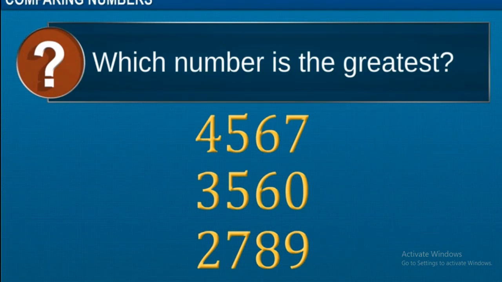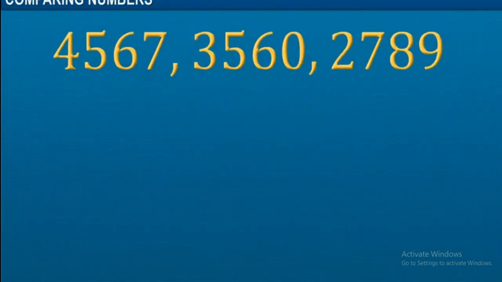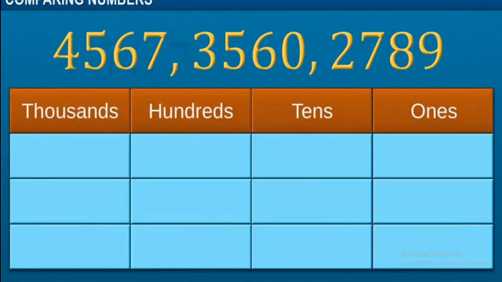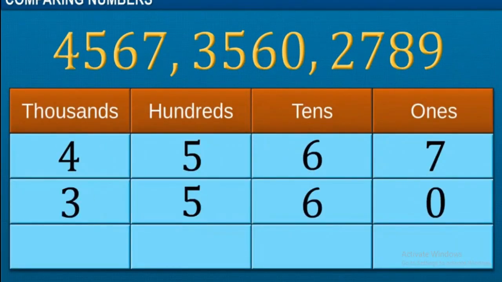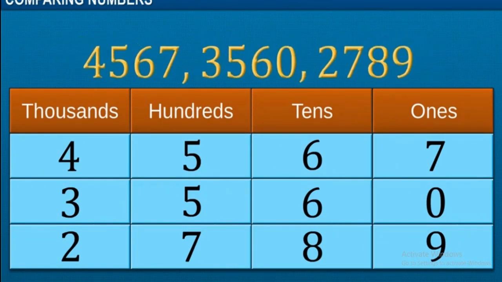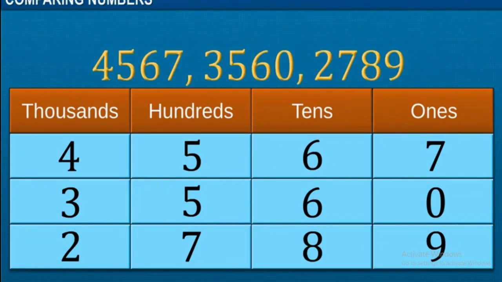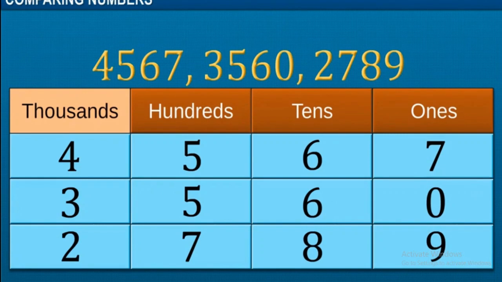To compare them, let's write these numbers in a place value table. All 3 numbers are 4-digit numbers. To compare them, we must first check the digits in the thousands place. The number with the greatest digit will be the greatest.